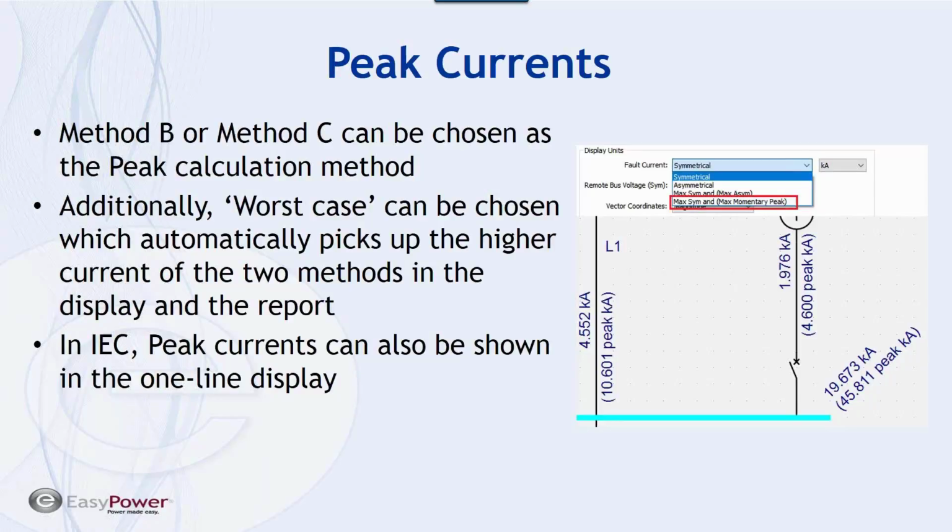So if you choose to display the maximum symmetrical value and maximum momentary peak, in fact, it has to be maximum initial peak. That's a terminology coming from ANSI, but that would be a better replacement too. But initial value, initial peak. So the number within the parentheses, as you see, is maximum peak, depending on whether you choose method B or method C, and we get to the details of it. The value showing here is the maximum symmetrical value.